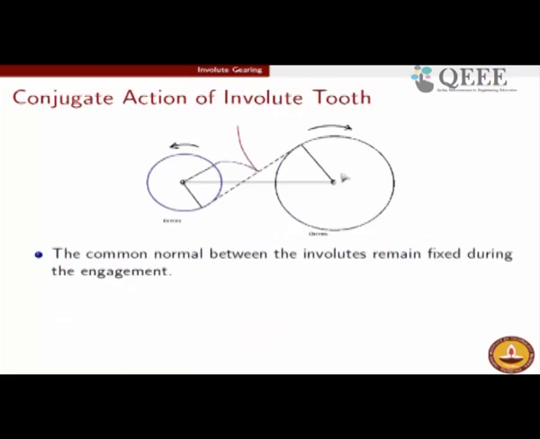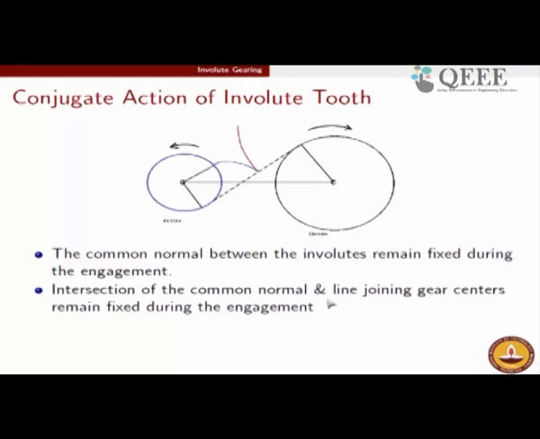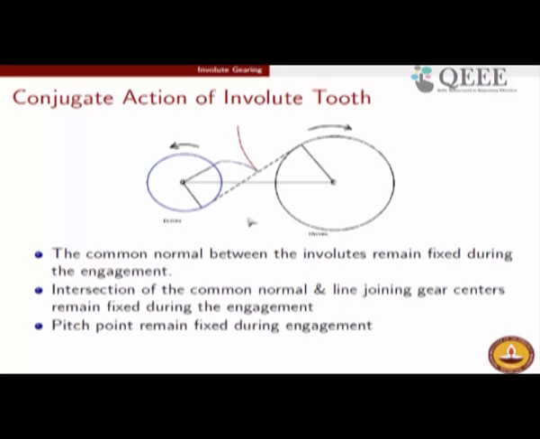The reason why the cross belt pulley analogy is important is that it clearly demonstrates that the common normal remains fixed during the engagement, which means that the intersection of the common normal and the line joining the gear centers, the line joining the two disc centers or shaft centers, obviously will not change. What we have proved is that the common normal, which happens to be this dotted line, will also not change, which means the pitch point always remains the same during the course of engagement, which is exactly what is required as per the fundamental law of gearing.